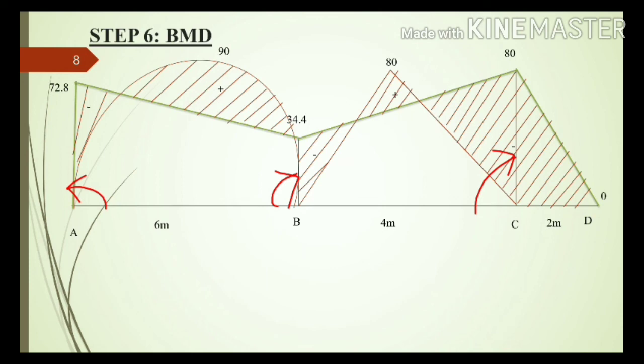So this is the last step of this problem. So first we analyzed the continuous beam, overhang type beam, using slope deflection method and found all the moment values. Then in this step the bending moment diagram of this problem is also drawn. Okay, thank you.